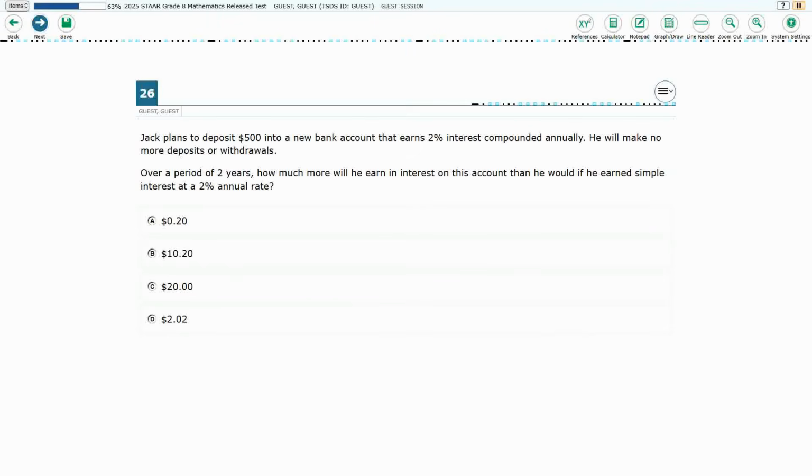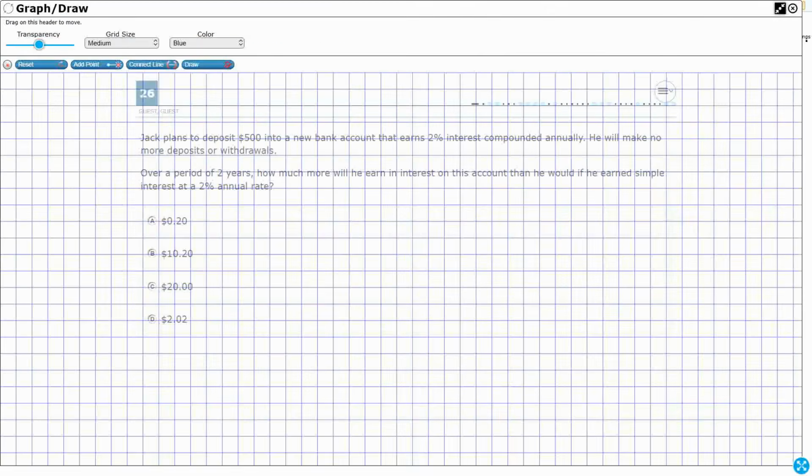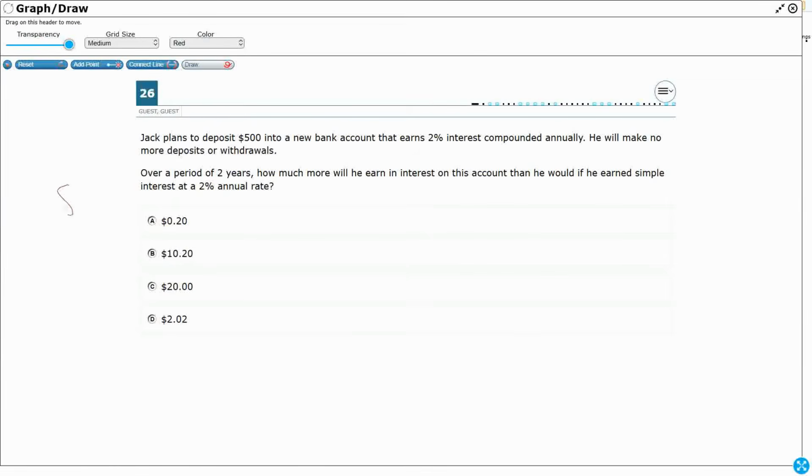26, we are looking at calculating interest. This is 8.12D. And so we have Jack is going to deposit $500. He's going to earn 2% interest compounded annually, make no additional deposits or withdrawals, so that principal is staying the same. Now, how much more? So we actually have to compare. He will earn an interest on this account than if he would have earned a simple interest.